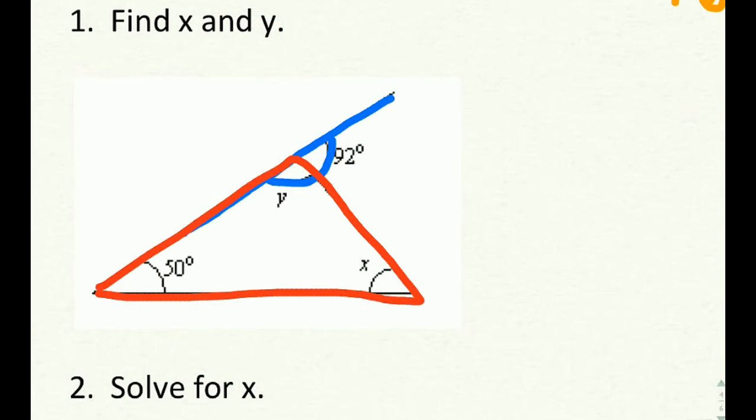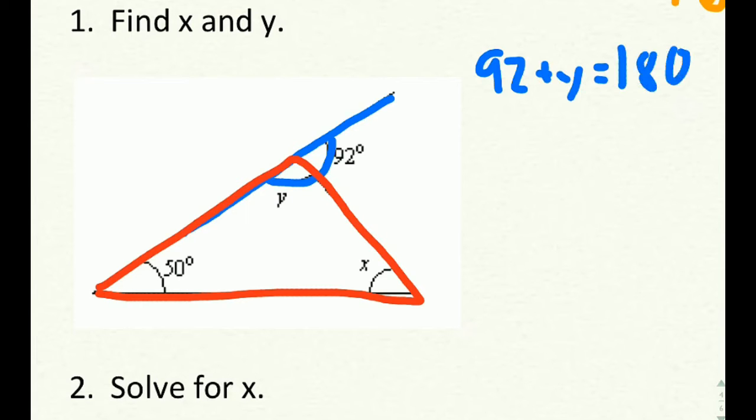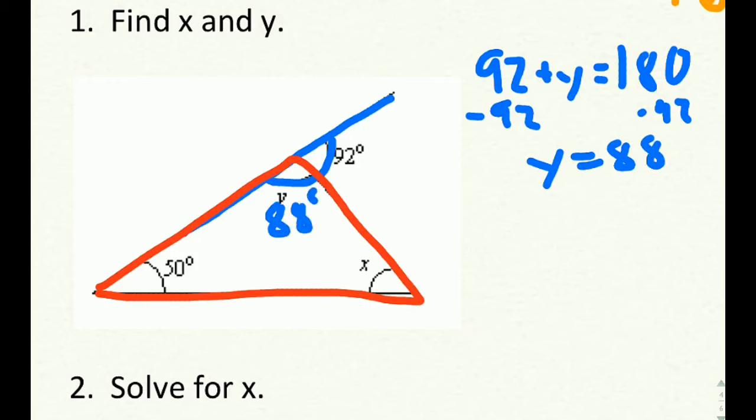Let's solve for y first, because this triangle has 2 unknowns, and I don't know how to solve for 2 unknowns. I do know how to solve for one thing I don't know at a time, though. So 92 plus y should equal 180 because it forms a linear pair. If I take 92 away from both sides, I'm going to find that y is equal to 88. And I'm going to write that right in here.